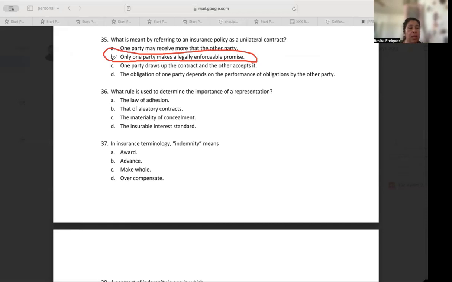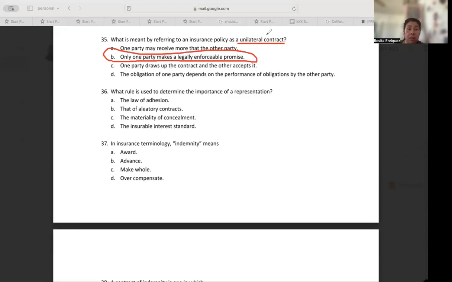So the answer is B, because the keyword here is that a unilateral contract is one party makes. The other one said one party may receive more than that. No. One party draws up the contract and accepts it. No, it's one party makes a legally enforceable promise. So that is the policy as a unilateral contract. That means only one party is the one making the legal promise, right?